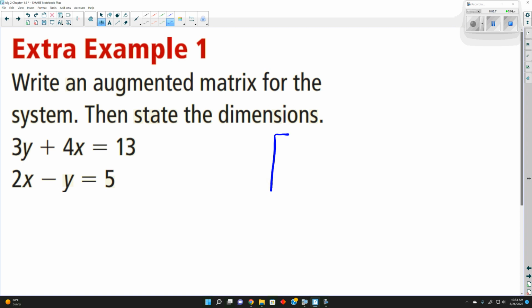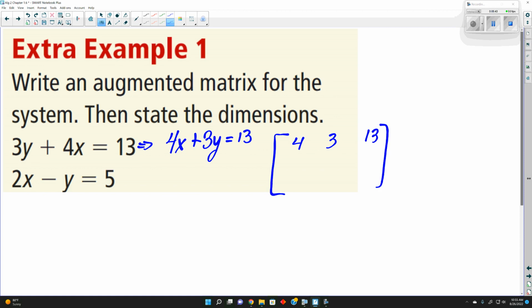So we're going to write an augmented matrix and then state the dimensions. Yes, we need to switch these around, so we would actually have 4x plus 3y is equal to 13. Now the other equation is already in the correct form. So if we look at this first equation, if we're writing the numbers across the top, we would start with 4 and 3 and 13. Because our 4 would be for x, 3 would be for y, and 13 is what it's equal to.